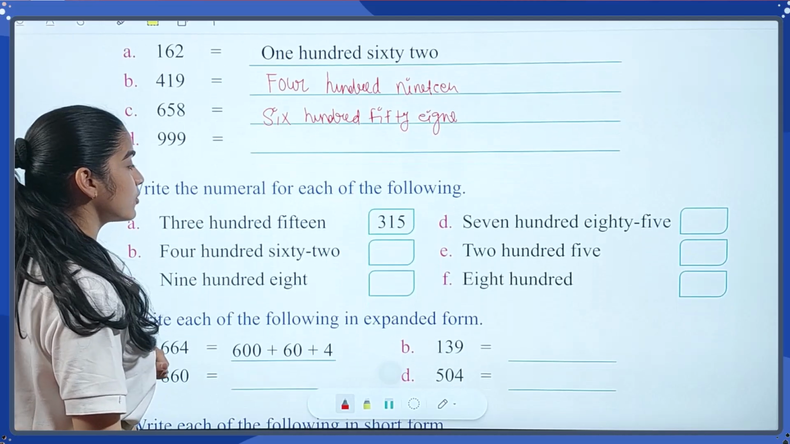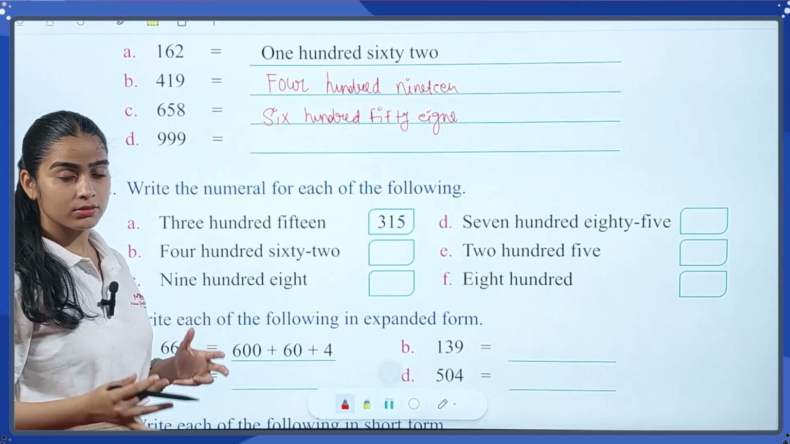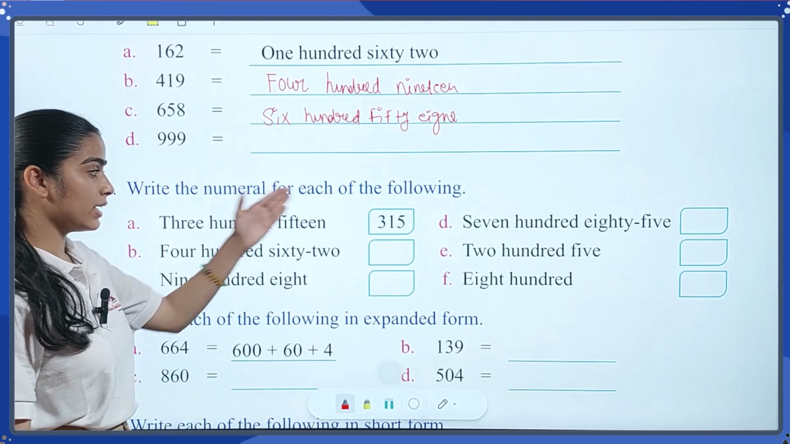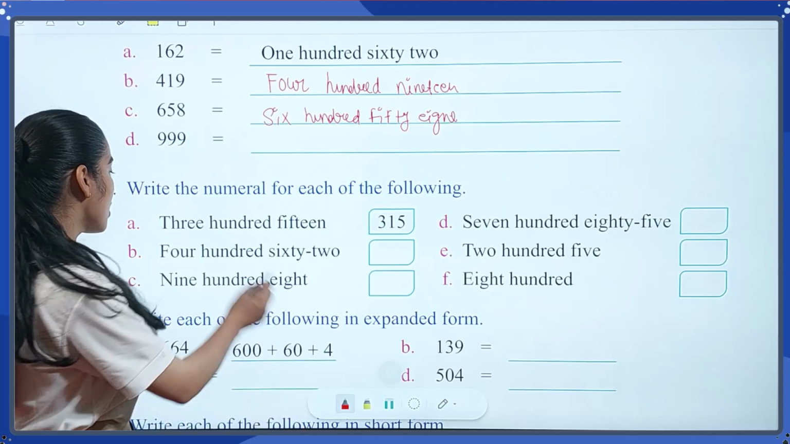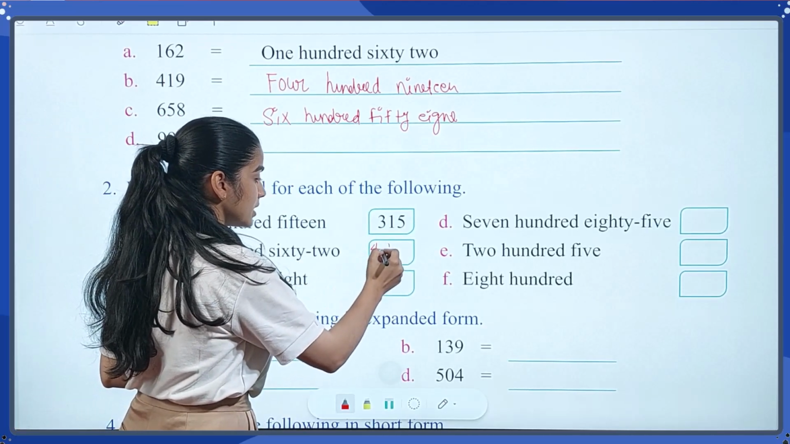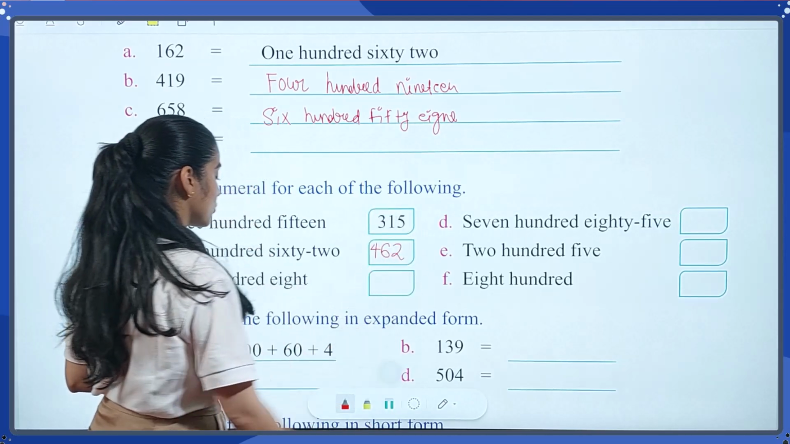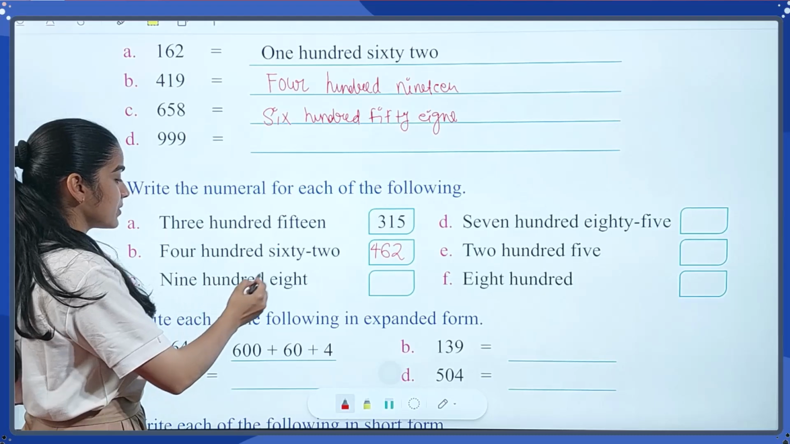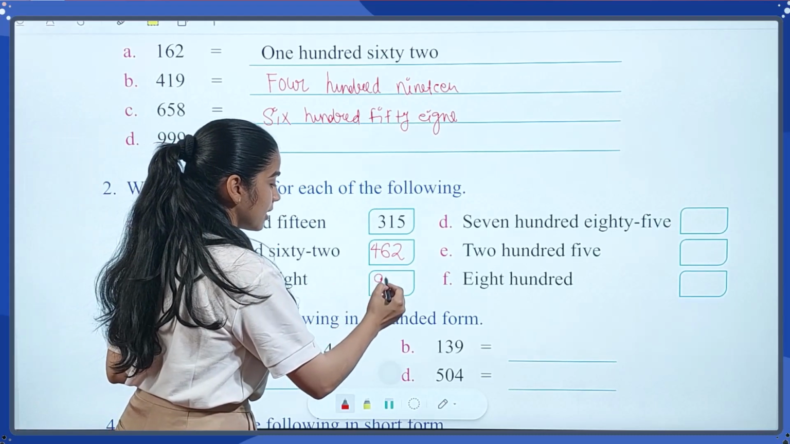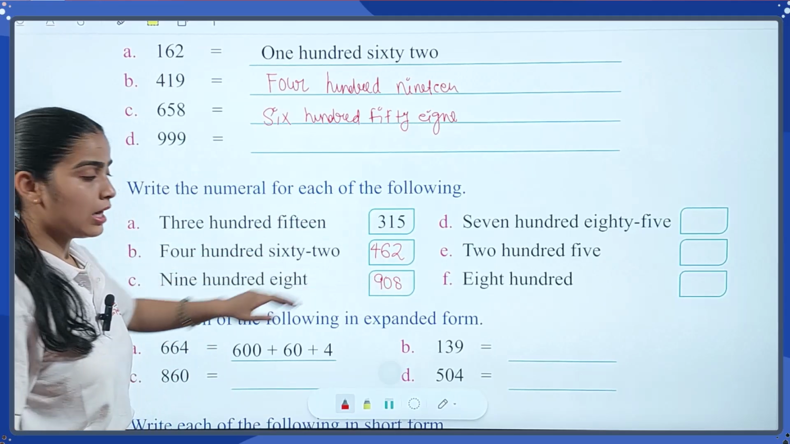Write the numerals for each of the following. So now we have the numbers in words, and we have to write them in numerals. 462. It means 4, then 600. 462. Next we have 908. 908. Okay, students. So you have to write for those three.